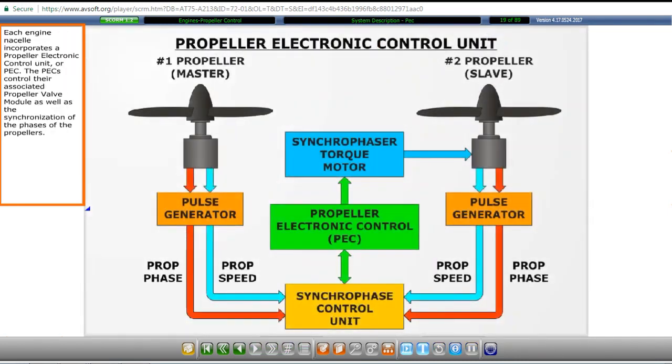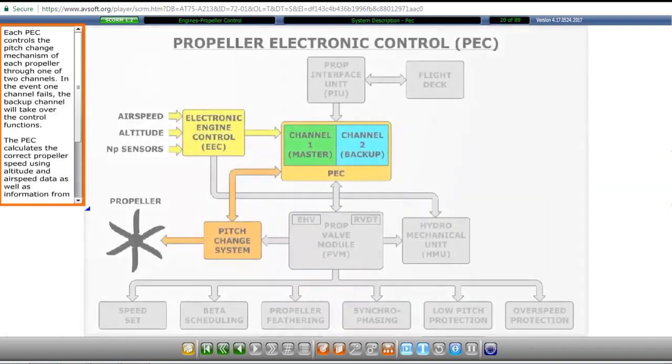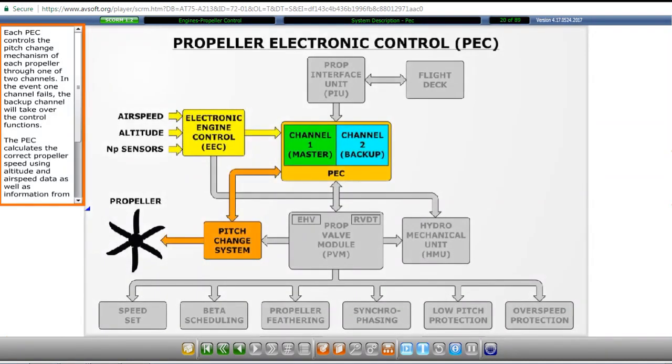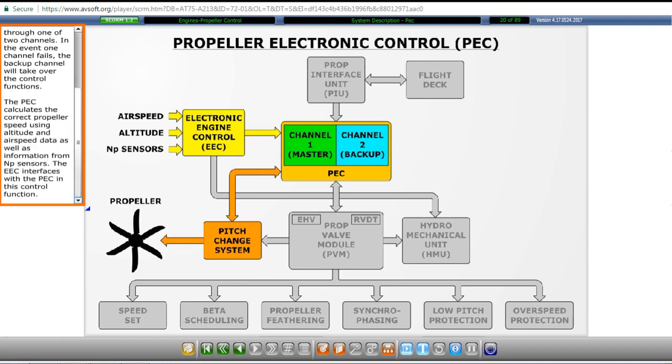Each engine nacelle incorporates a Propeller Electronic Control Unit, or PEC. The PECs control their associated propeller valve module, as well as the synchronization of the phases of the propellers. Each PEC controls the pitch change mechanism of each propeller through one of two channels. In the event one channel fails, the backup channel will take over the control functions. The PEC calculates the correct propeller speed using altitude and airspeed data, as well as information from NP sensors. The EEC interfaces with the PEC in this control function.